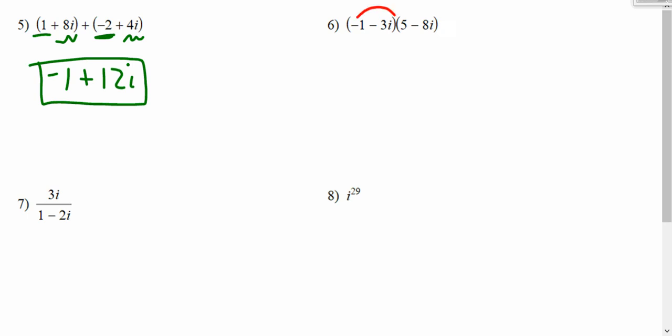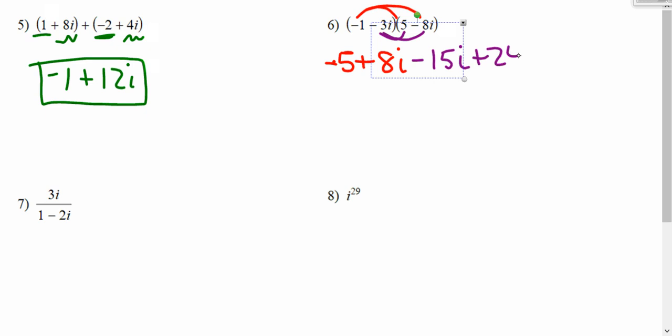This one is a distributive property problem. Number 6, you're going to distribute the negative 1, and you get negative 5 plus 8i. And then you're going to distribute the negative 3 and get minus 15i plus 24i squared. Two things now. Combine your like terms, that's going to make negative 7i there. But probably more importantly, with i squared, you're supposed to remember that i squared is equal to negative 1.